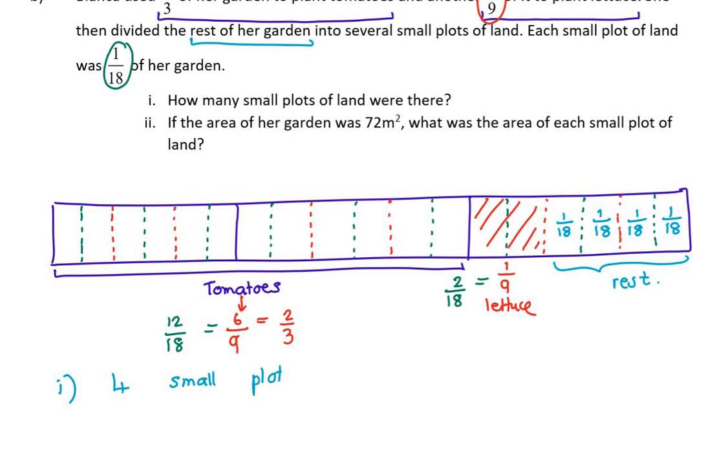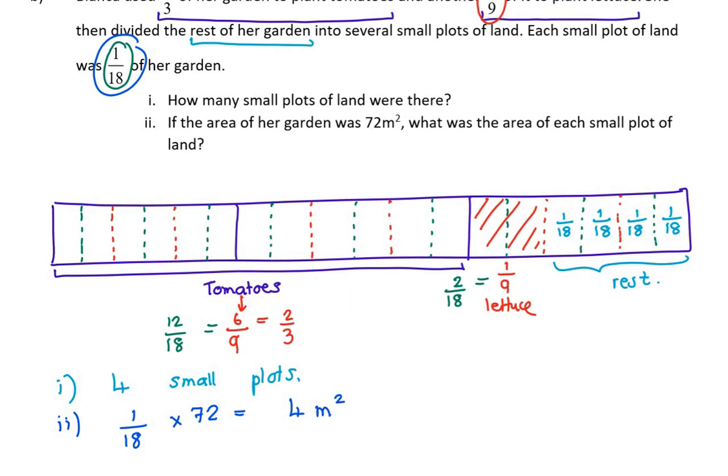And finally, if the area of her entire garden is 72 meters squared, what is the area of each small plot? Now this particular question you wouldn't actually have to have drawn a bar model for, and if you couldn't do the first question it wouldn't matter, because they told you each of the small plots is 1/18 of the area. So all I have to do is 1/18 of 72. Again, I would probably use my calculator.